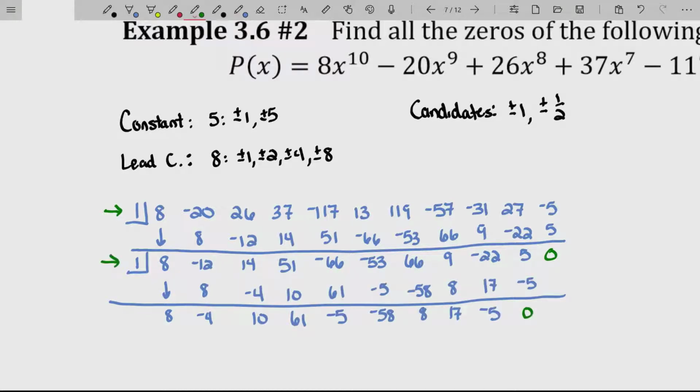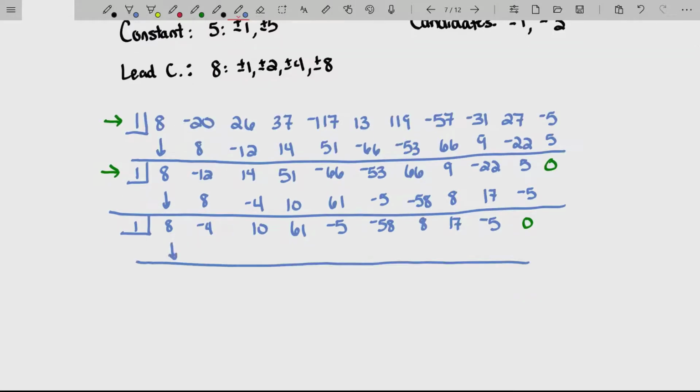And again, you see that we get another one that works. So we're slowly reducing this down. Let me try 1 again. All right, so that didn't work.